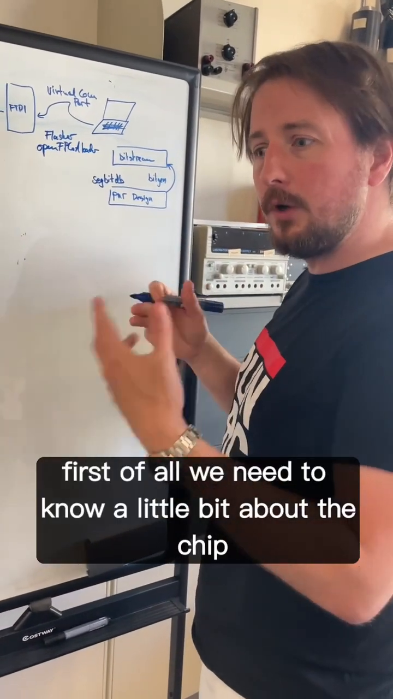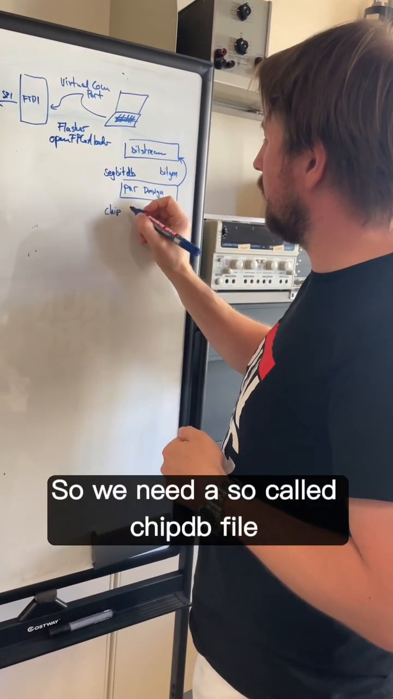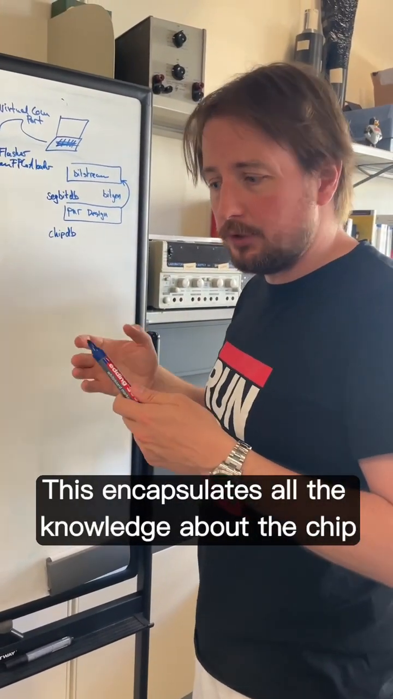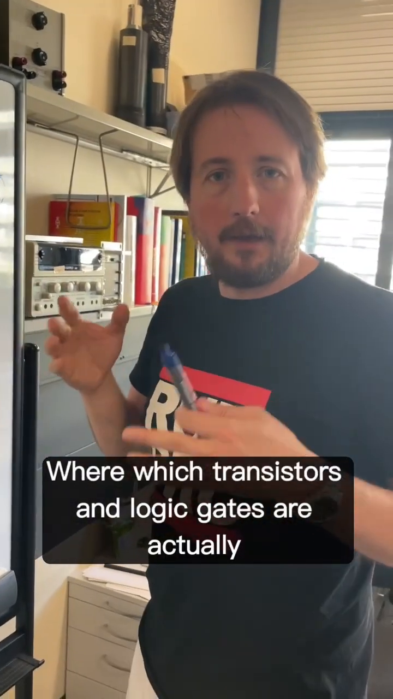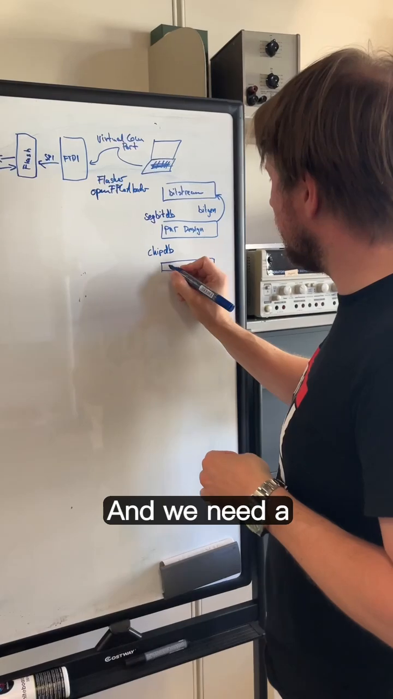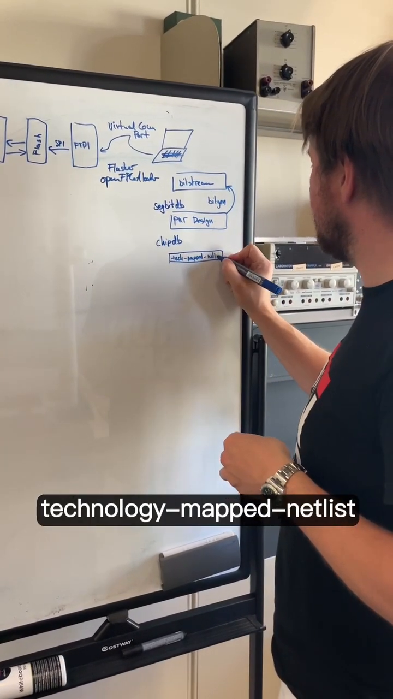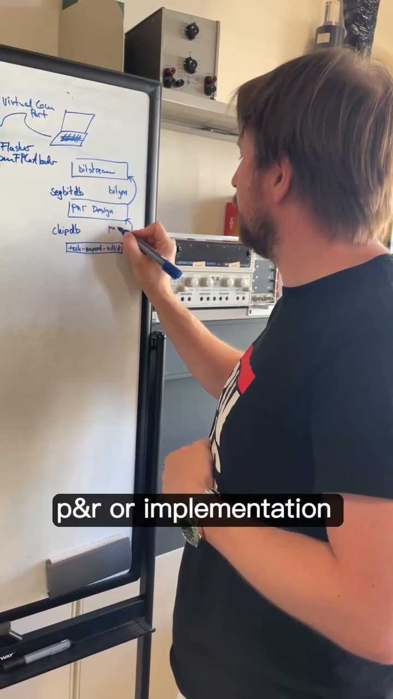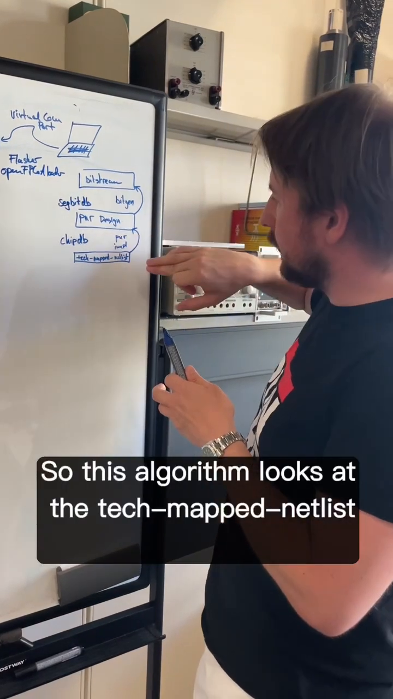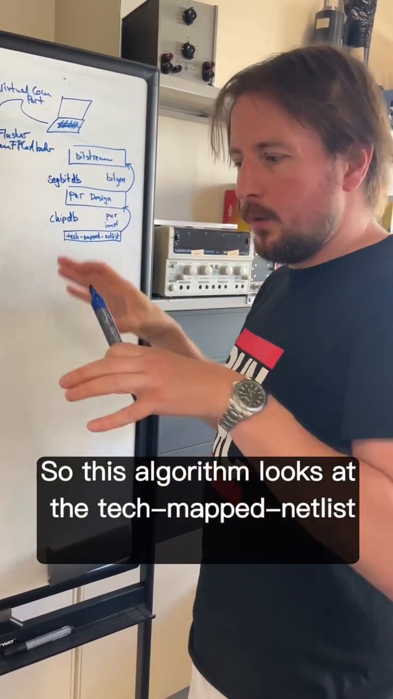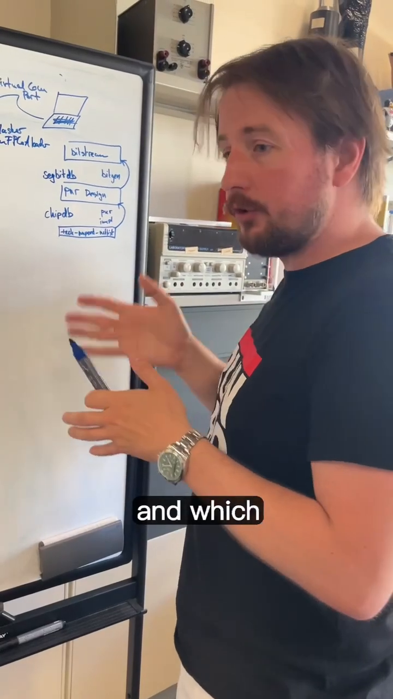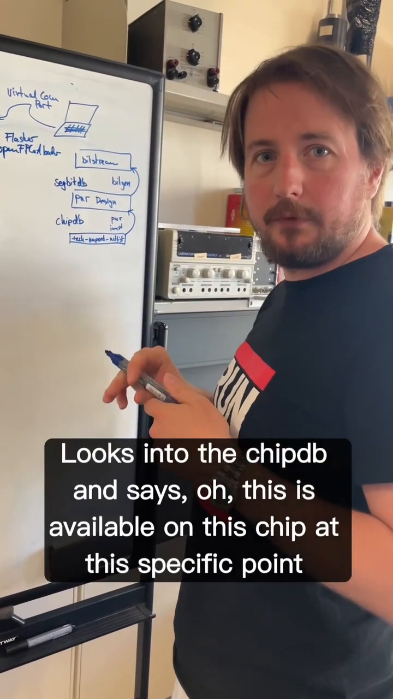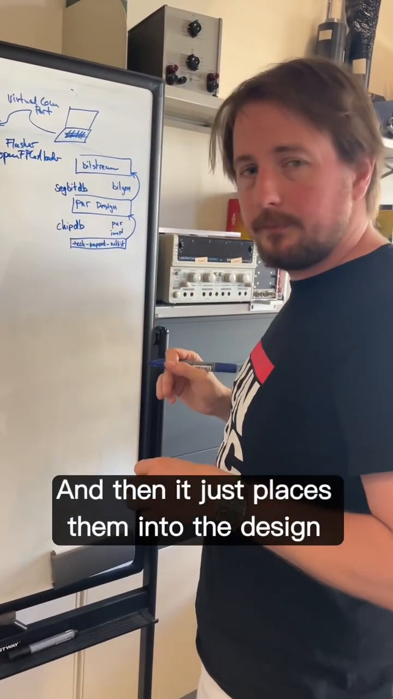Well, first of all, we need to know a little bit about the chip. So we need a so-called chip.db file. This encapsulates all the knowledge about the chip, where which transistors and logic gates actually are. And we need a technology mapped netlist. We need an implementation algorithm, or place and route algorithm, PNR. This algorithm looks at the TechMap netlist, which gates and which multiplexers and which whatever do I need, looks into the chip.db and says, oh, this is available on this chip at this specific point. And then it just places them into the design.